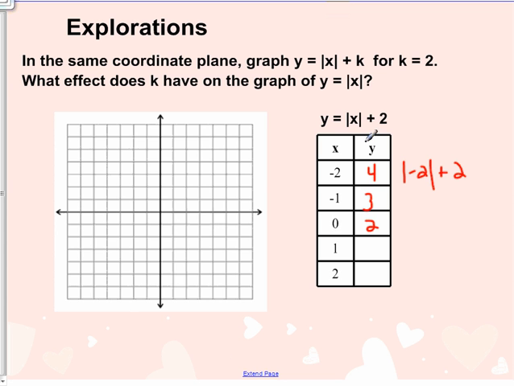2, 3, 4. So let's see how this works. I have negative 2, 4. Negative 1, 3. 0, 2. 1, 3, and 2, 4.